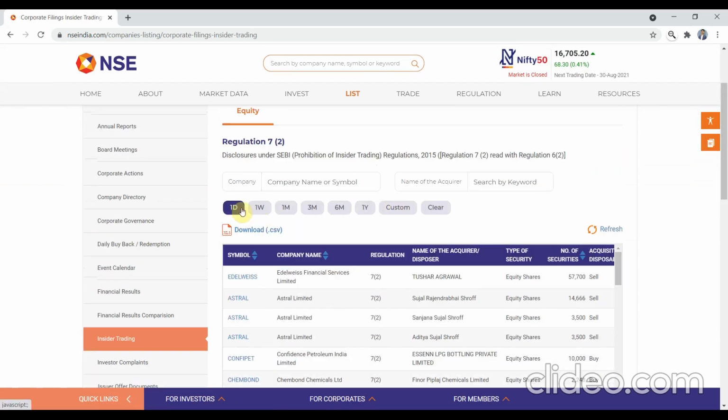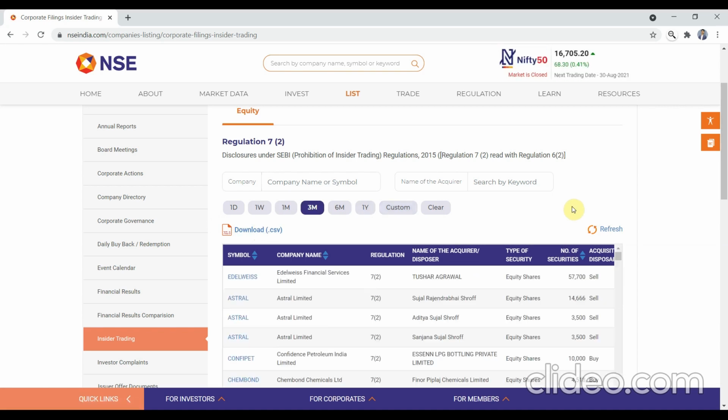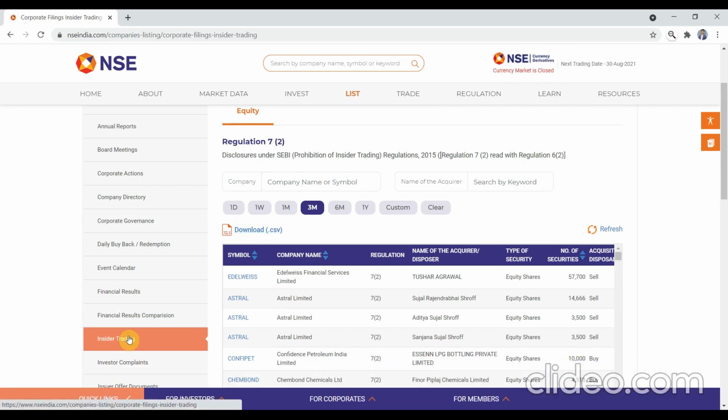Now as you can see, you can download this insider trading report for various time frames, including 1 day, 1 week, 1 month, up till 1 year. Or you can also customize it. But for our analysis, we will be considering the insider trading report for 3 months. So go ahead and click that. And once it gets refreshed, click on this download button and an Excel file will be downloaded. Just go ahead and open it.